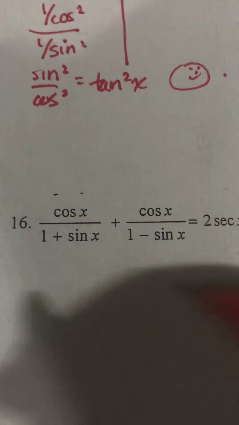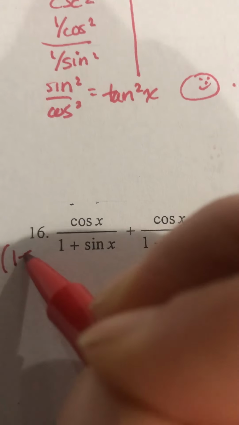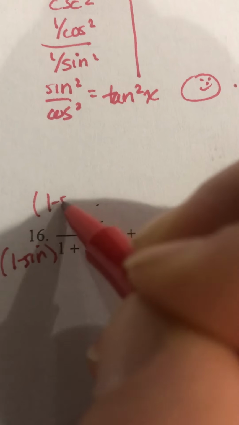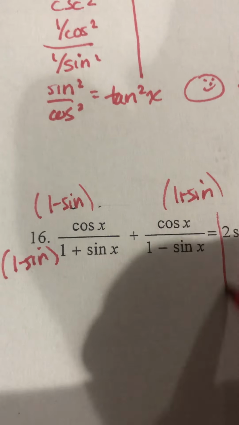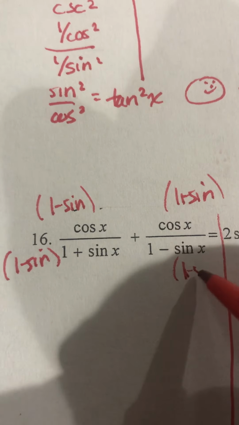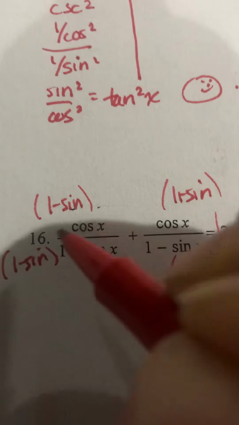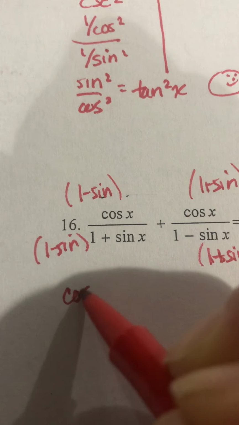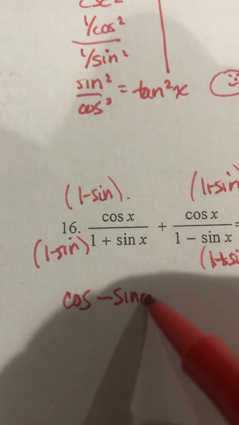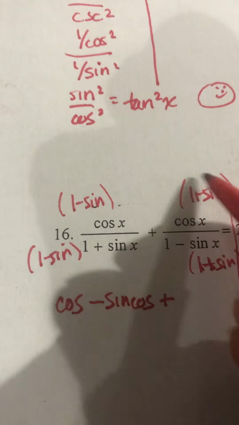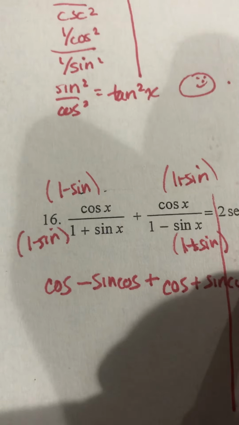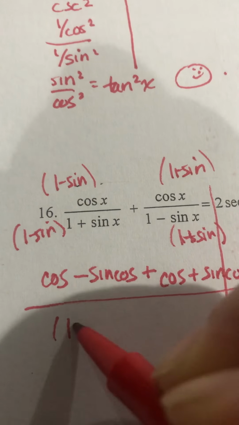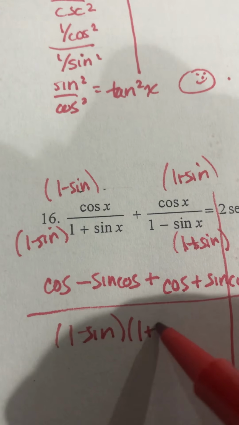This one I feel like we had in the notes the other day where you do have a common denominator of 1 plus sine, 1 minus sine, 1 plus sine, 1 minus sine. Again, I'm just working with that side. So I'm going to distribute kind of as I go. So I'm going to get cos minus sine cos plus, if I distribute there, I have cos plus sine cos. And it's all over this 1 minus sine, 1 plus sine.